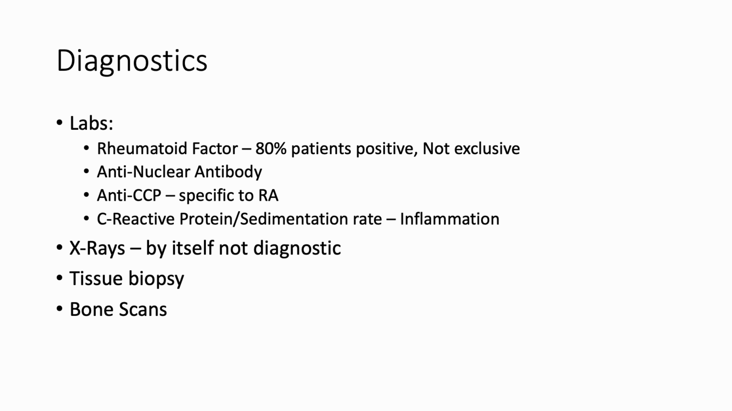Indirect measures are C-reactive protein and sedimentation rate, and they just indicate inflammation, not anything specific. The provider may order x-rays, although by themselves, x-rays are not diagnostic of rheumatoid arthritis. They may also do tissue biopsies and bone scans if there's still a high suspicion, but other examinations are inconclusive.